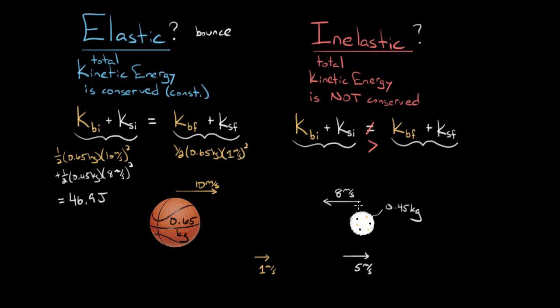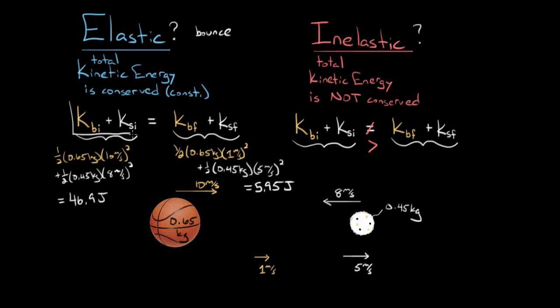And then I have to add to that the final kinetic energy of the scoop of ice cream, which is going to be 1/2 the mass of the scoop of ice cream, times 5 squared, because 5 was the final speed of the scoop of ice cream. And if I add all that up, I get that this equals 5.95 joules of total final kinetic energy. So is this collision elastic? No way, it's not even close.